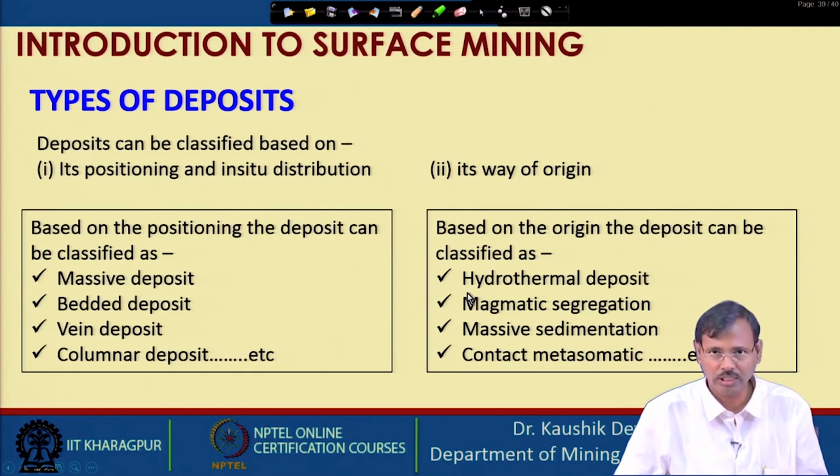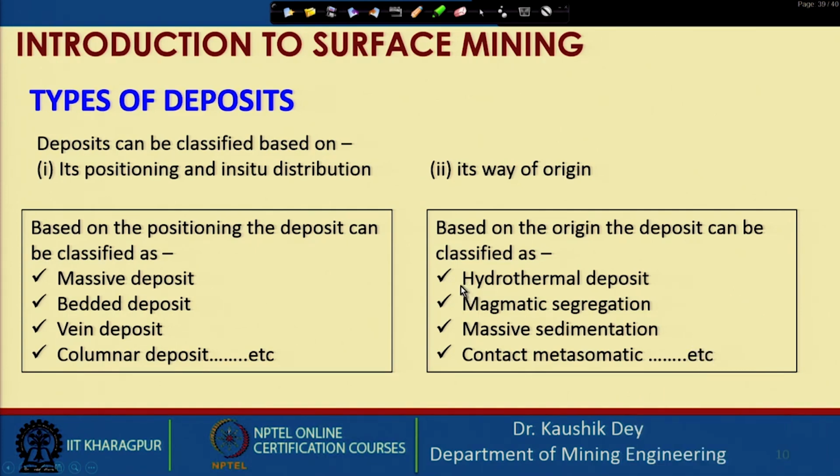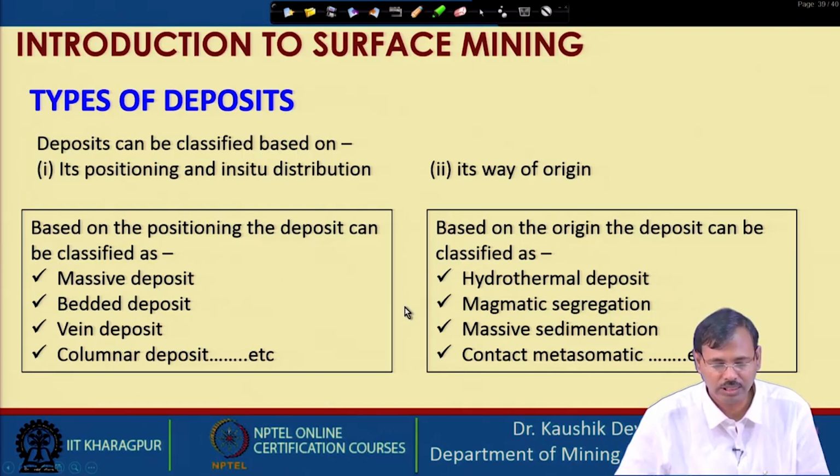So, before starting the stripping ratio, let us try to have some idea about the deposit, because in the last class we have already described the mineral reserve and resource. So, mineral reserve and resource we understand. Now, let us try to understand what is called a deposit. Deposit means basically the way the minerals are occurring in the earth's crust.